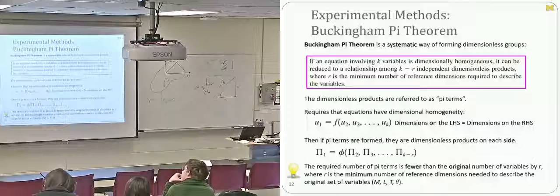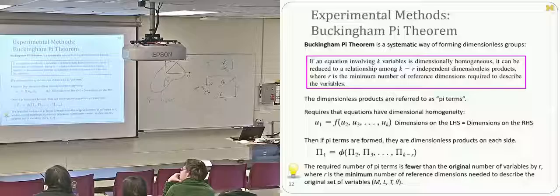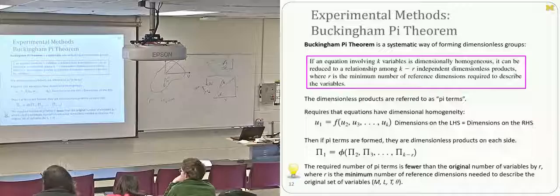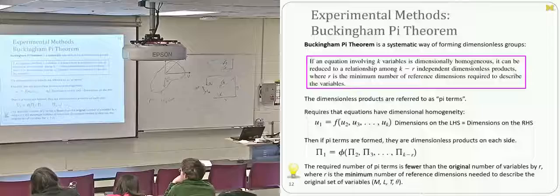All right, then what the Buckingham Pi theorem tells us is that by performing magic, which is actually just theory, we get this relationship of 1 equals some function of pi 2 through pi k minus r. It means that we get a relationship of dimensionless pi terms, and we have removed a total of r terms from the problem.